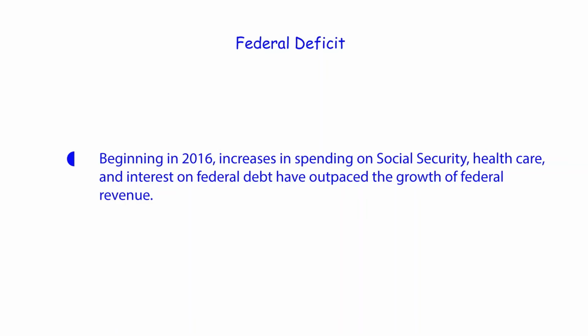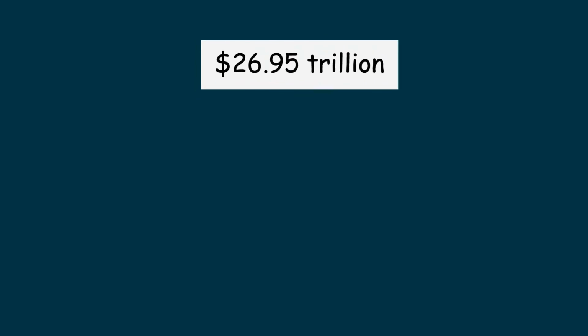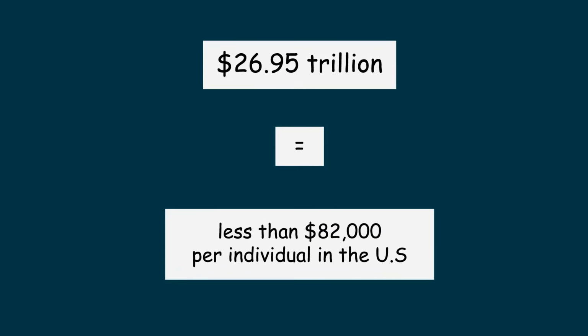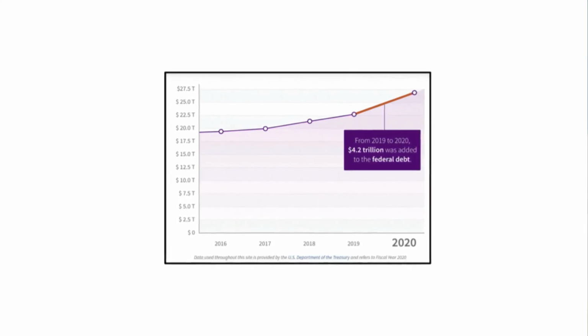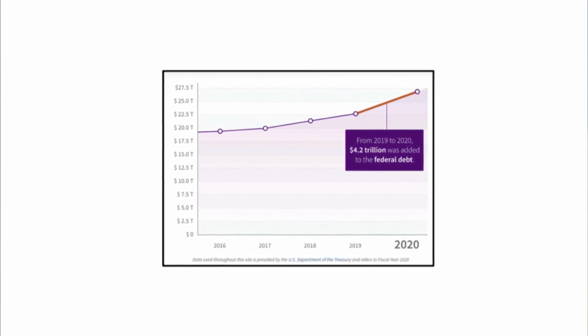So about the federal debt, for instance, by the end of 2020, the government had 26.95 trillion US dollars in federal debt. And to have an idea, 26.95 trillion is equal to a little less than $82,000 per individual in the US. And you can see in this image from the US Department of the Treasury that from 2019 to 2020, $4.2 trillion was added to the federal debt.